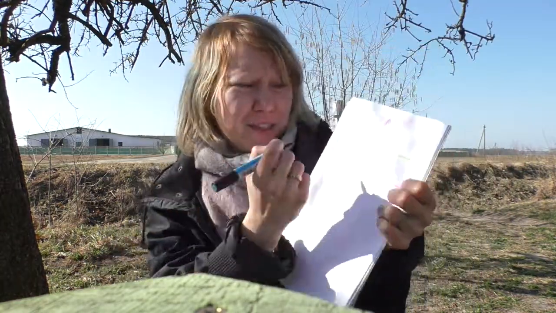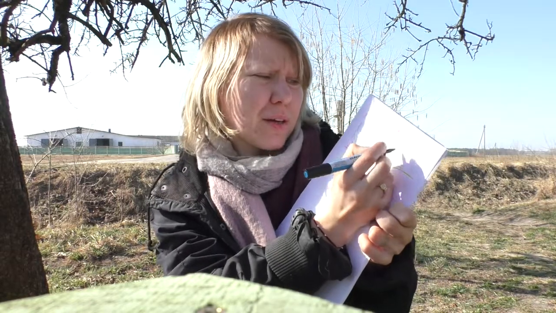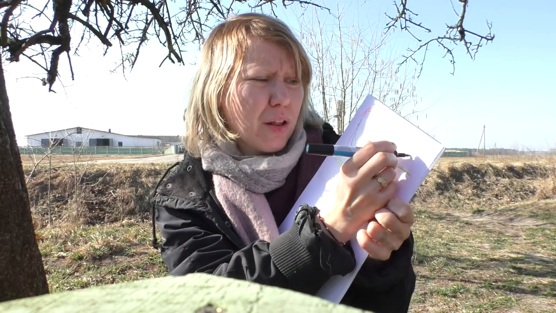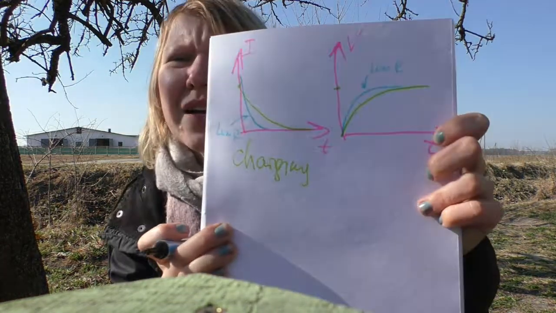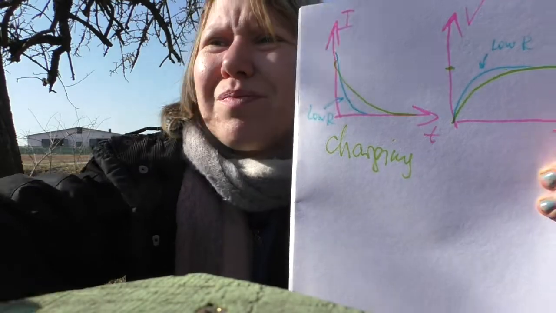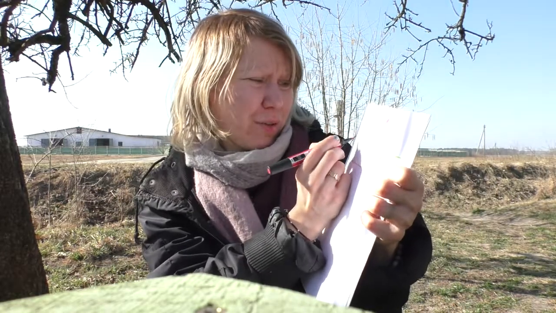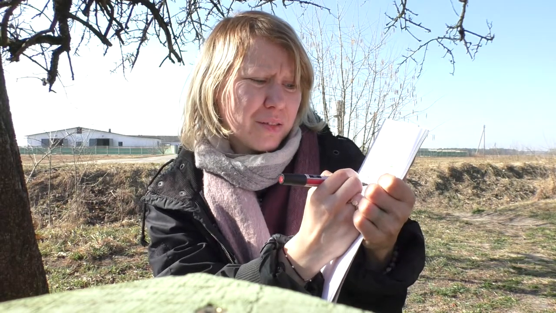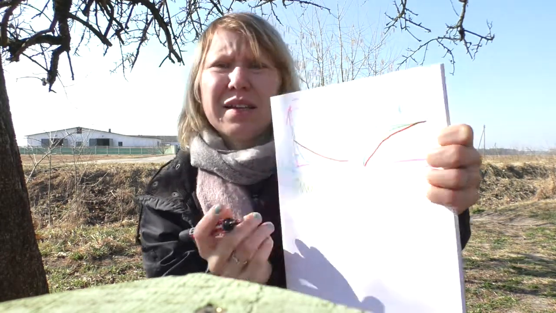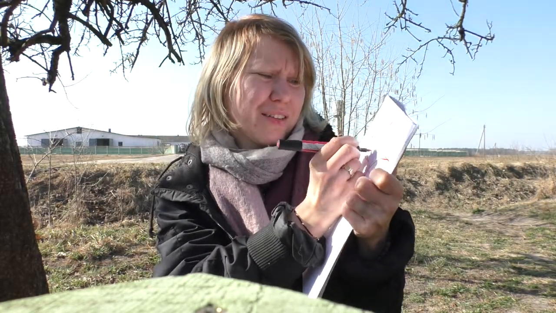It's lower resistance. Yes, we can see that this plot changes a little. So I can put low R here, and green will be higher resistance. We can also draw for higher resistance. So higher resistance will look like this and like this. So we have higher resistance, high R.